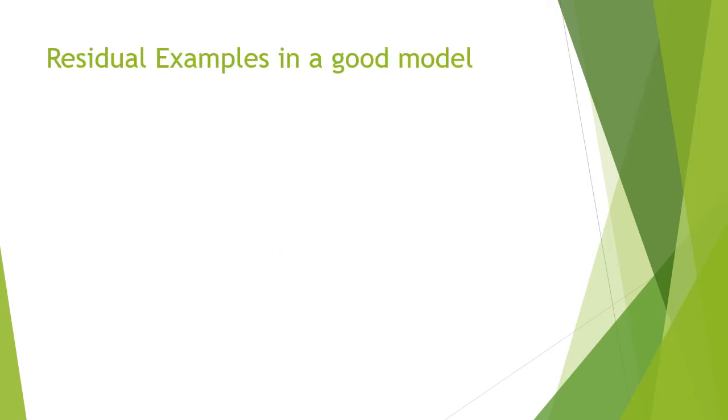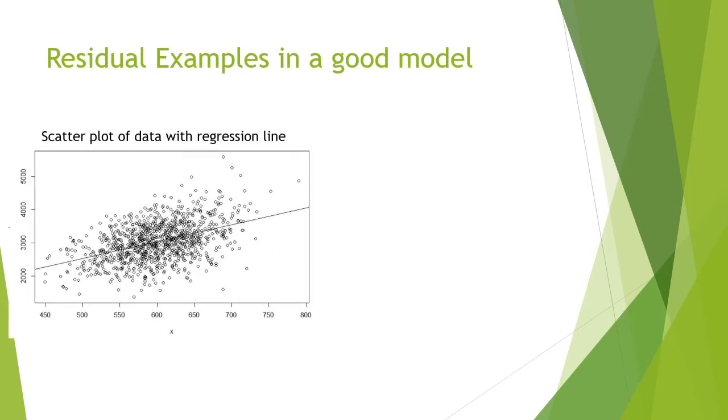Next, we will be looking at a few plots with a good linear regression that fits the data. In this first plot, it is a normal scatter plot of the data, and you can see that the regression line right here goes through the middle of the data, and there are no apparent patterns that throw off the line.